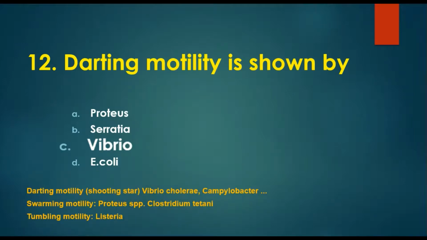The other bacteria in which you can see the darting motility is Campylobacter, and we can see other types of motility, like swarming motility in the Proteus species and Clostridium tetani, and tumbling motility is going to be seen in the Listeria. The darting motility is also called shooting star motility.